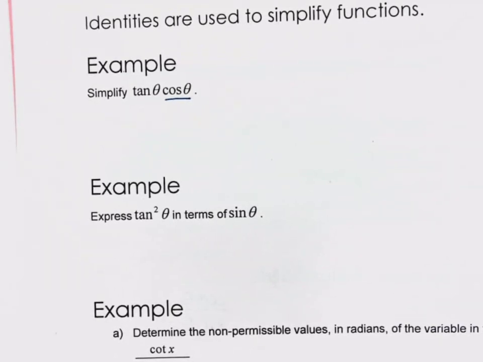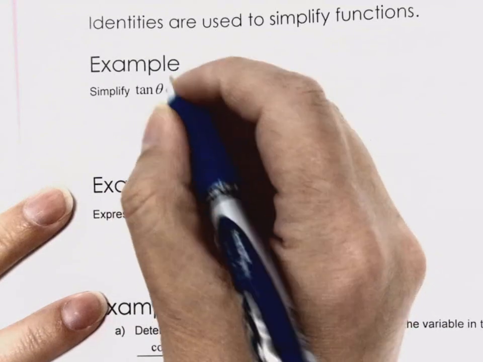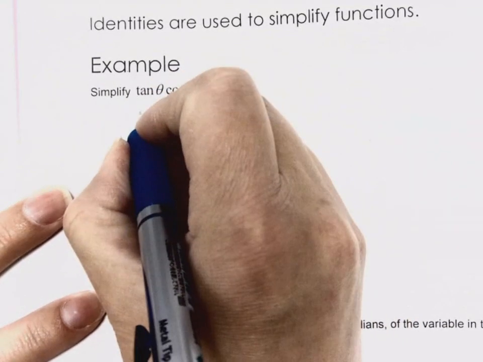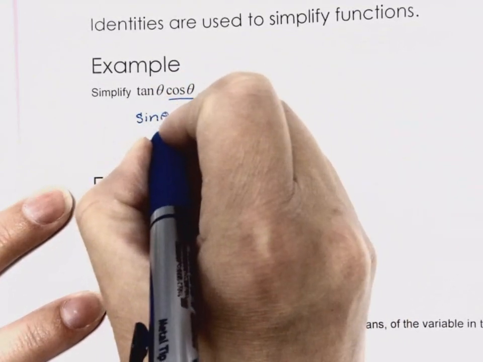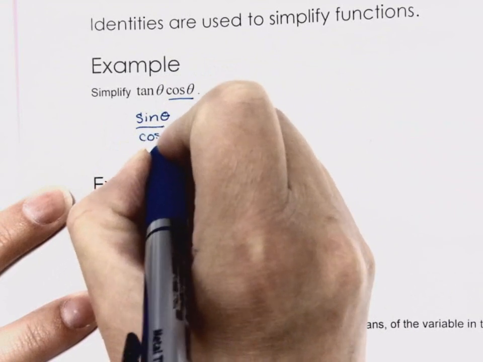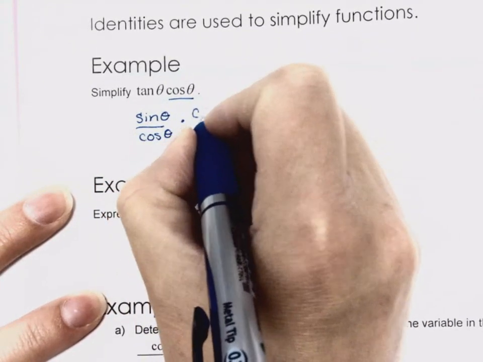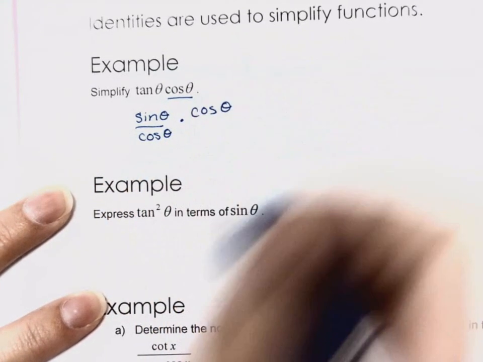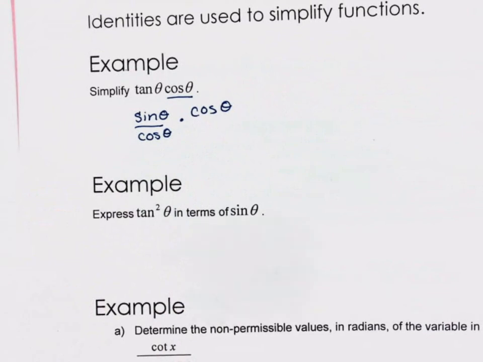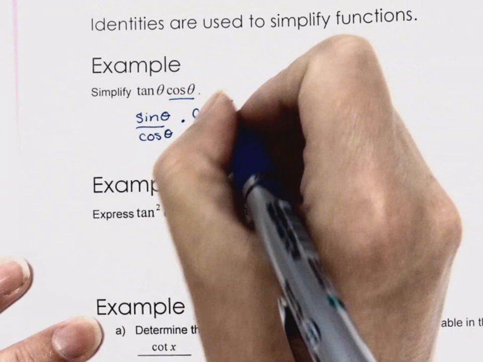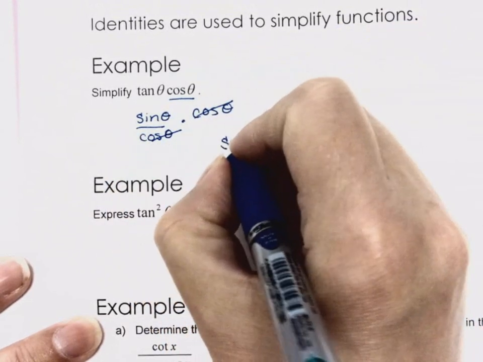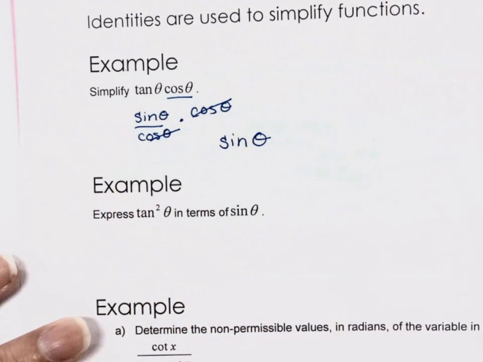What can we replace tan with? Sine over cos, yeah. So we would do sine theta over cos theta multiplied by cos theta. So what's going to happen to those cos thetas? They're going to cancel. So that simplifies to sine theta.